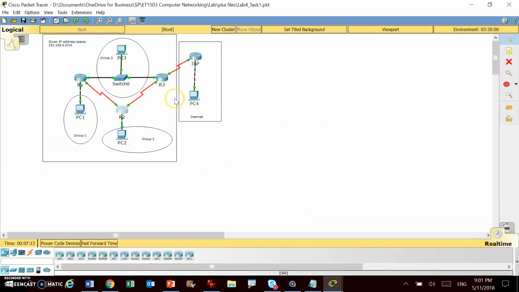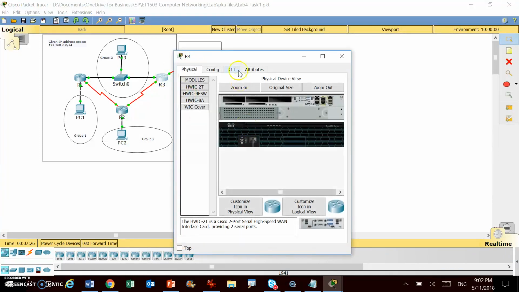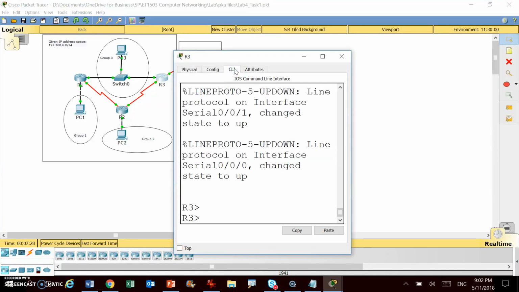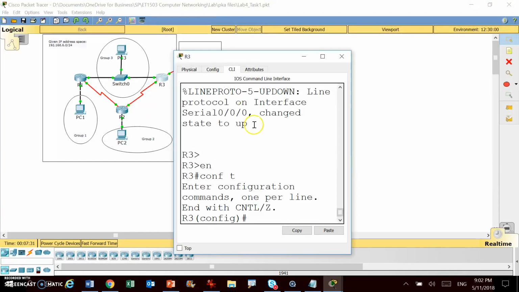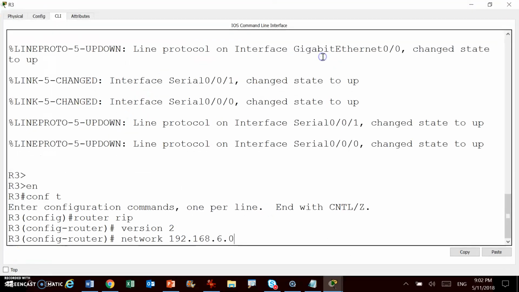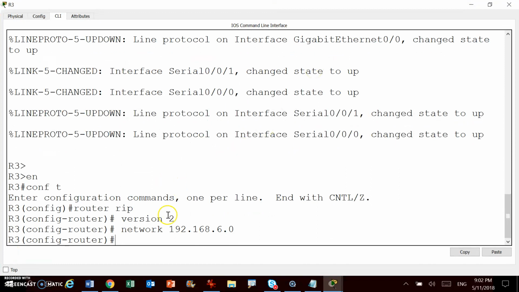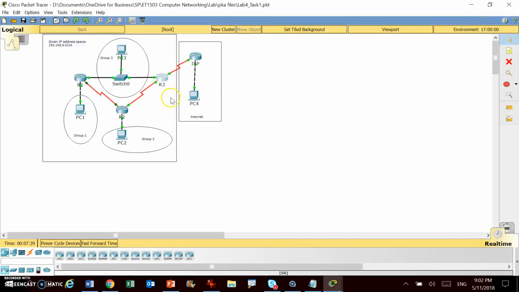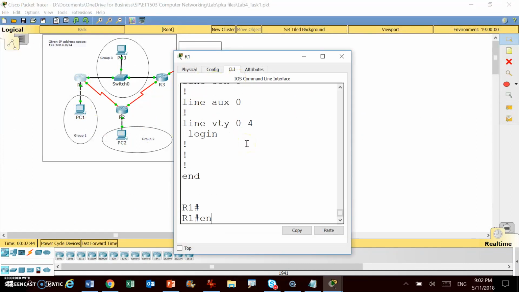Same thing for R3. For R3, this is a 192.168.6 network, and this is also a 192.168.6 network. How about this? This is a connection to the ISP. Let's ignore this for the time being. So for R3, I'm going to do the same thing: router RIP version 2, 192.168.6.0. By entering this, let's look at the routing table for R1 now.